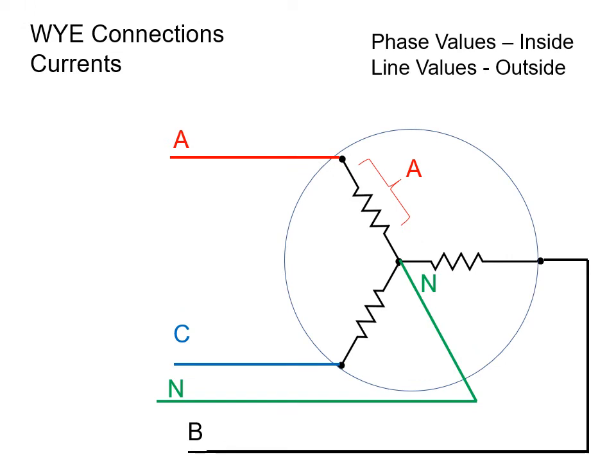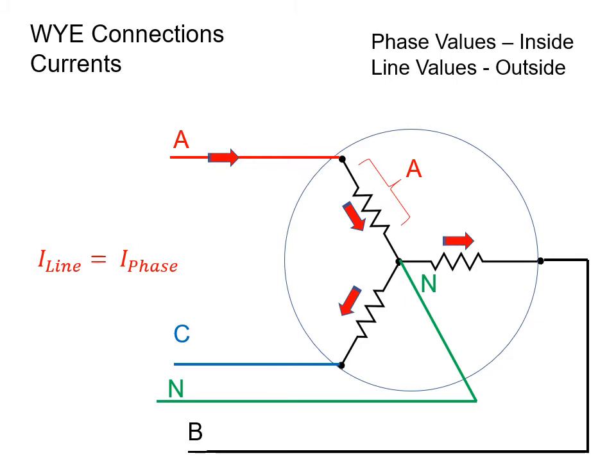Well, how about currents in a Y configuration? Well, I line is equal to I phase in a Y configuration. Because as my line current comes in, all of that line current is forced through the phase. So that results in a line current being the same as a phase current because there's no place for it to branch off.